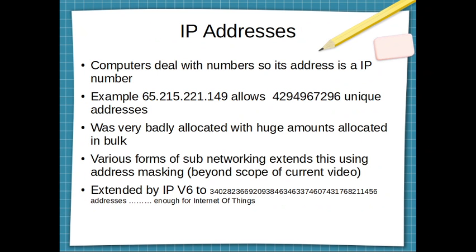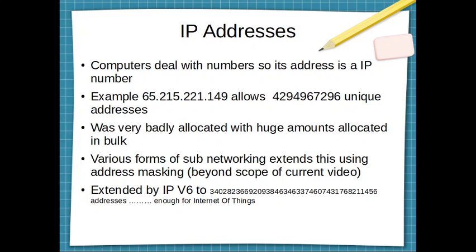Now, how do you know you're getting to the right place? Computers deal with numbers, and these numbers we call addresses are IP numbers. An example would be 65.215.221.149, and that's 4 bytes. And that's the standard for IP version 4, which allows for that big number starting with a 4 in the middle of that slide, which I'm not going to try and go through.